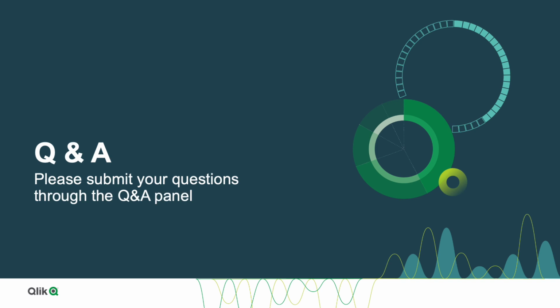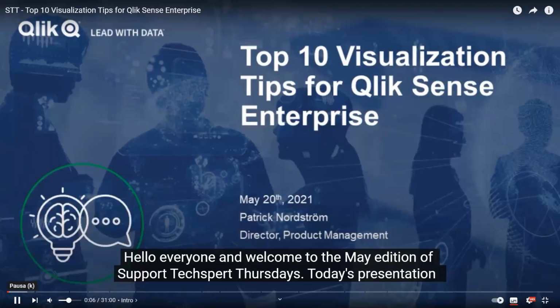The next question is, how do I add dynamic labels to my charts? I think there is a Tech Talk where one of our great colleagues discussed dynamic visualization tips for Qlik Sense.